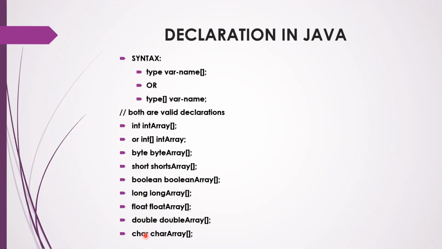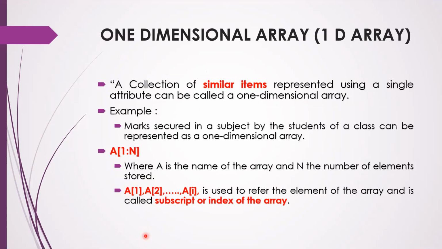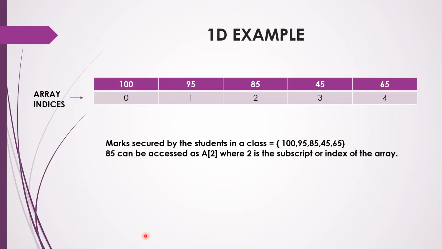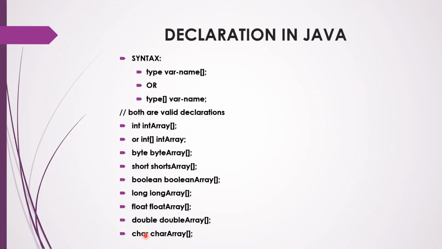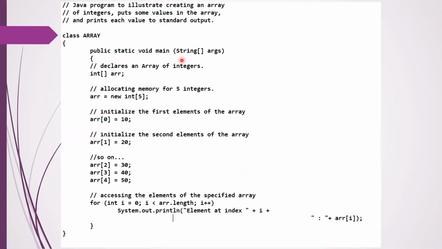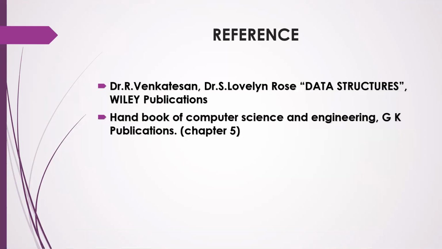But you can have only integers, meaning the whole array will be full of integers. You can't have a mix of integers and float, because a one dimensional array is a collection of similar items using a single attribute. So it can have only one type. This is how we declare an array, and then we allocate and initialize it. So we'll see about that.